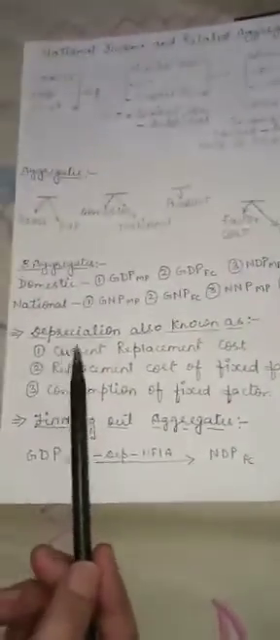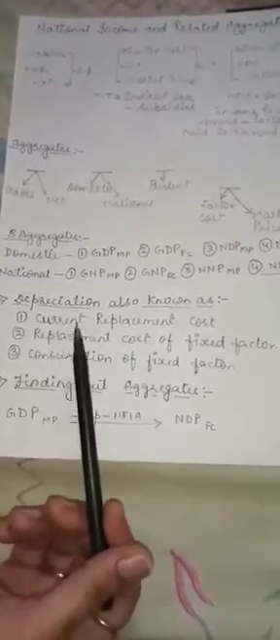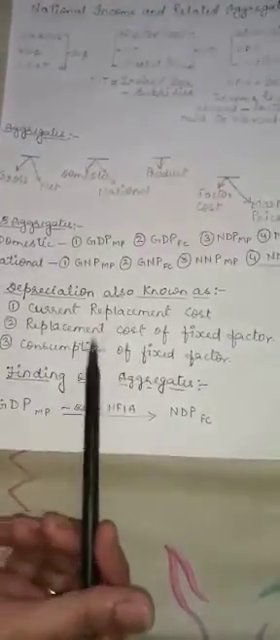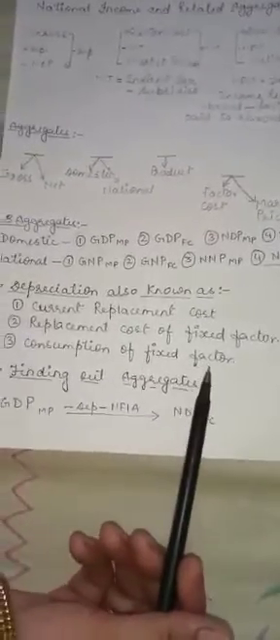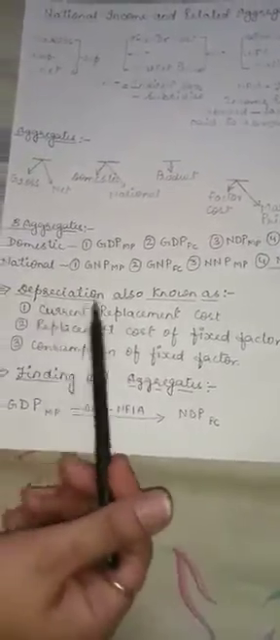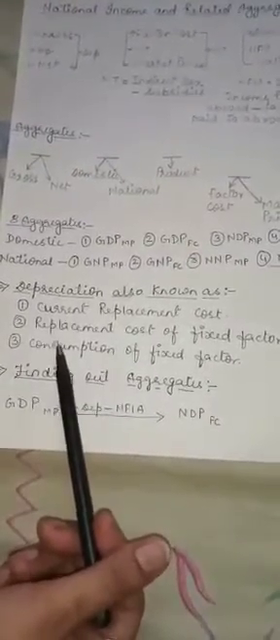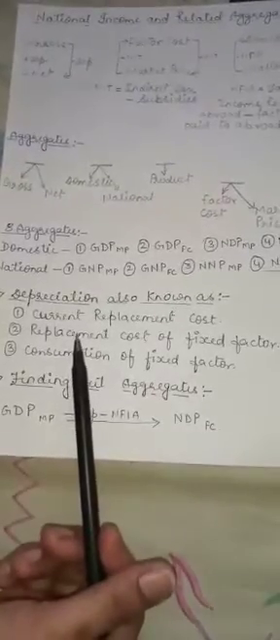Now one more thing must be clear before proceeding further: there are different names of depreciation. Depreciation is also known by other names. The first one is current replacement cost, the second one is replacement cost of fixed factor, and the third is consumption of fixed factor. That means instead of the word depreciation, these may also be given to represent depreciation.